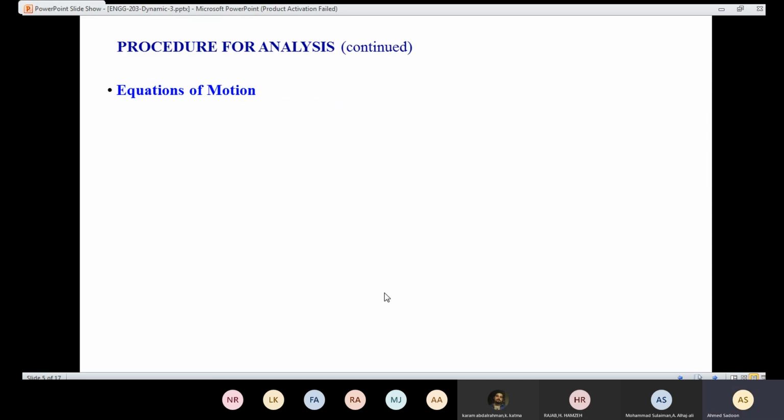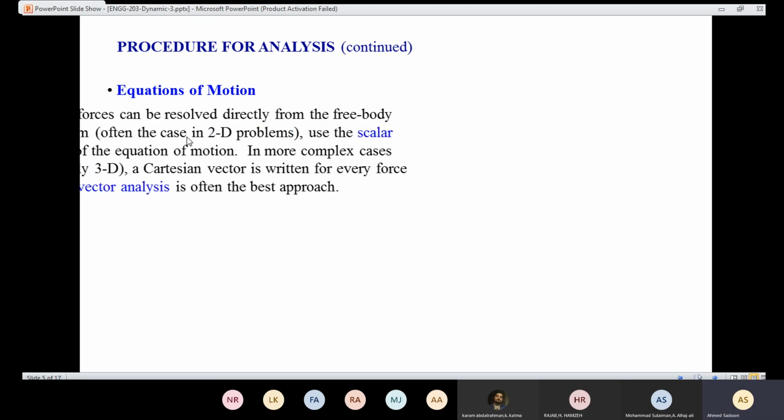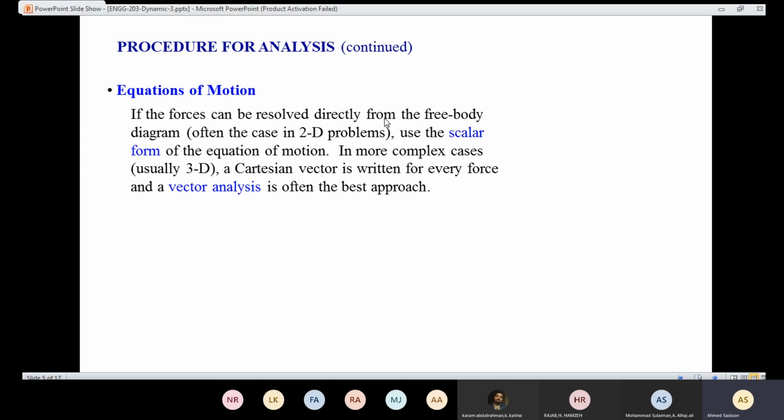Then you are going to be able to use the equations of the equilibrium. So if the forces can be resolved directly from the free body diagram, like the 2D problems, we are going to use the scalar form of the equation of the equilibrium. When I draw the free body diagram, if I can resolve all the forces into X and into Y, then I'm going to use the scalar form of the equation of motion. If the case is complex, like the 3D, we are going to make vector analysis.